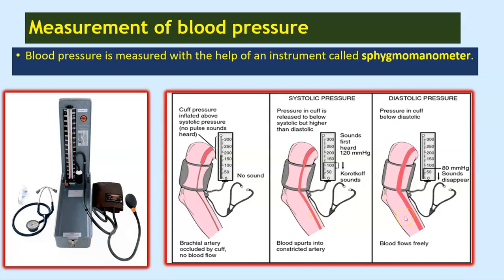An optimum blood pressure level read is 120 to 180 mmHg. So here you can see the systolic pressure being measured, which comes to 120 mmHg, and here the diastolic pressure is measured where the sound disappears and the blood is free flowing, which comes to 80 mmHg.